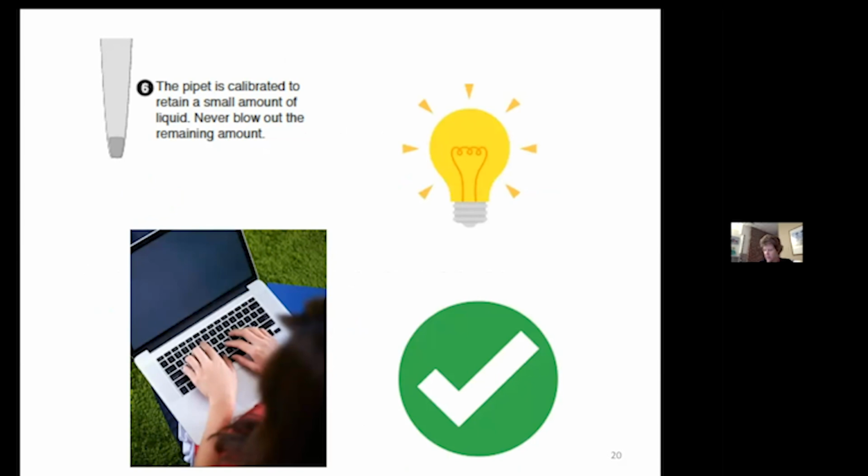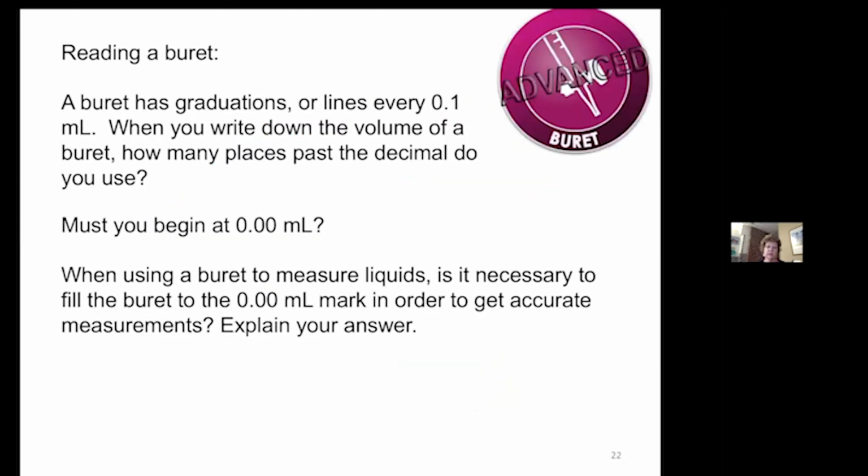And so this is not what you want to do. And then last but not least, we've got an advanced burette badge. And the first question is just about recording volumes from your burette. How many places past the decimal point do you use?